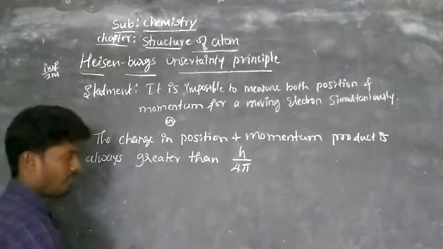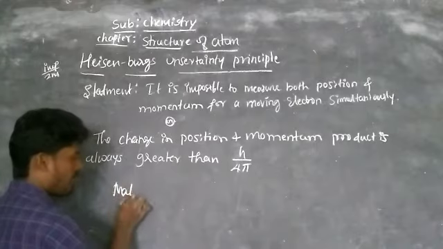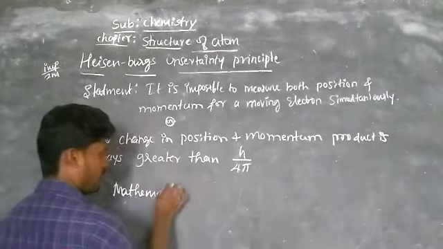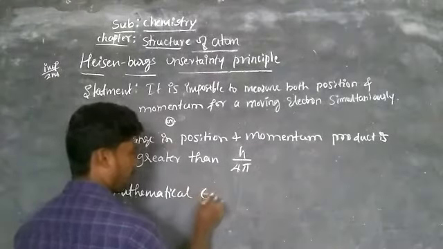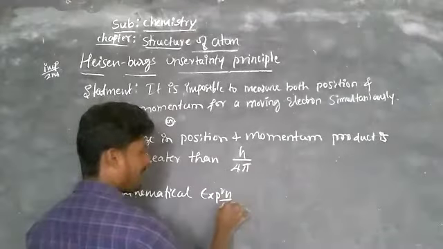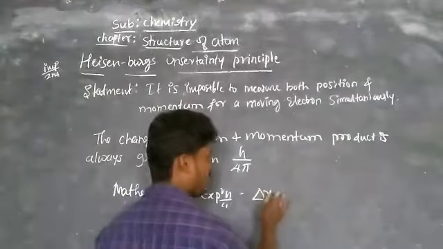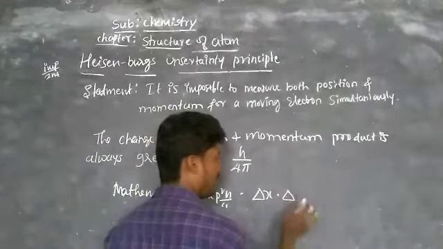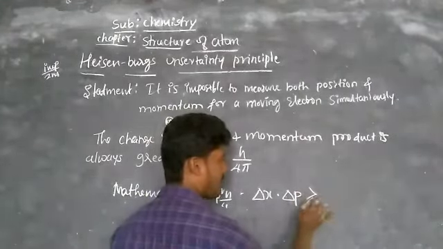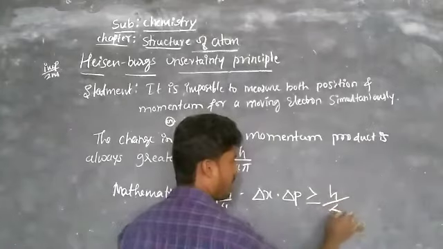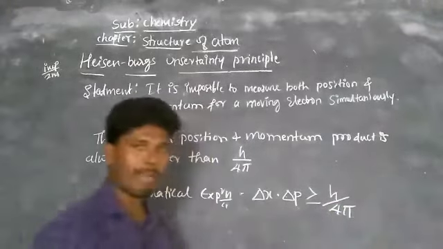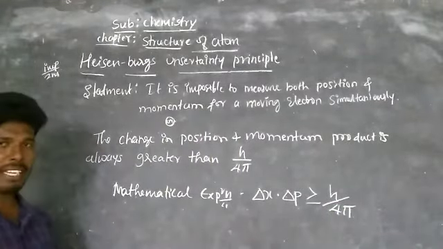So according to this definition, the mathematical expression is delta x into delta p is always greater than or equal to h divided by 4 pi. This is the mathematical equation. So observe here what we are saying.